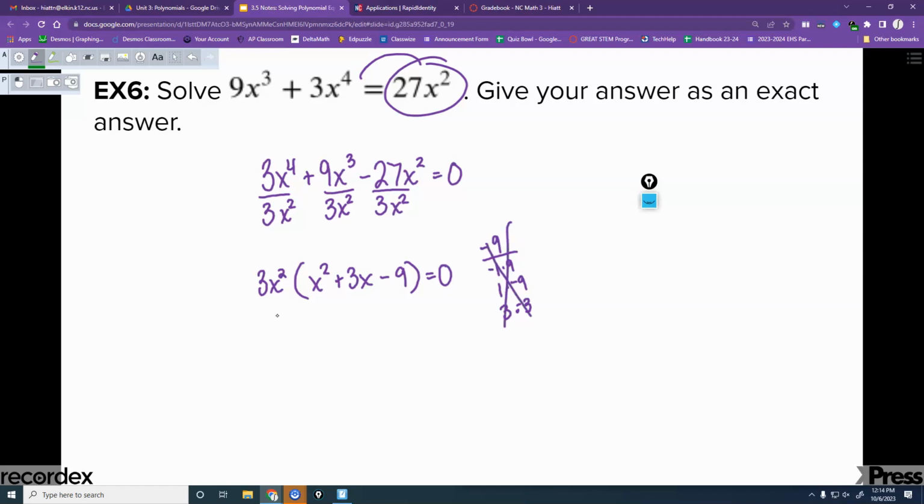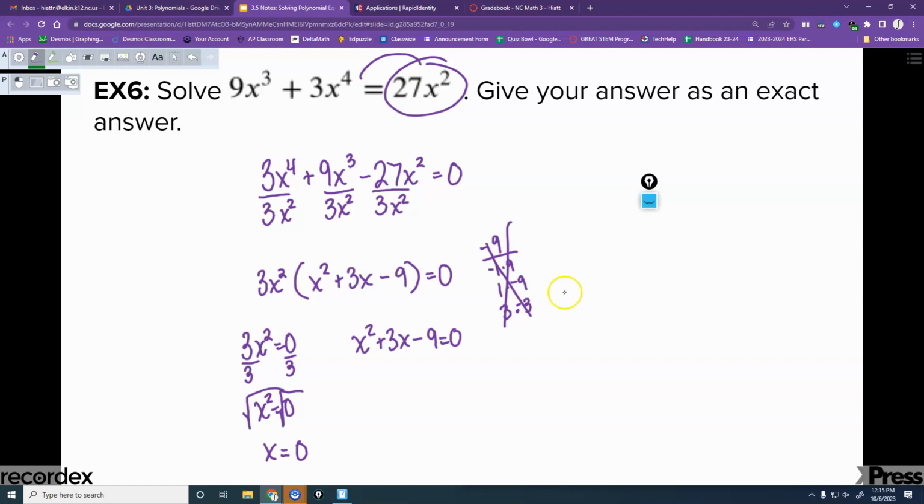So what you're going to do is set each one of your factors equal to 0. So 3x squared will equal 0, and we're going to say x squared plus 3x minus 9, we're looking for where that equals 0. And over here, you could just divide both sides by 3. You're going to get x squared equals 0. You could square root both sides. X is going to be 0. You could put the plus or minus there, but do you need a plus or minus with 0? No, because 0 is neither positive nor negative, so you don't need that, right?